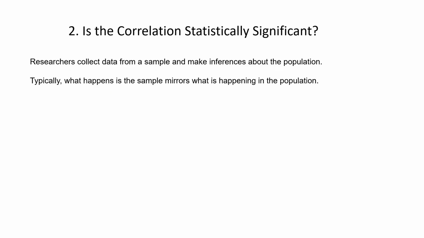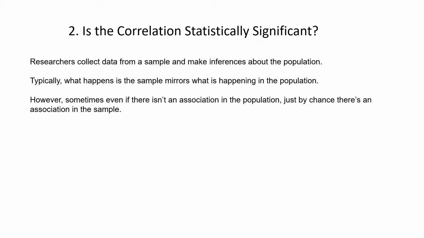Let's look at if a correlation is statistically significant. Considering the side of this that comes from stats, researchers are going to collect data from a sample and then make inferences about a population. That's how most of stats is done. And typically, the sample is going to mirror what's happening in the population. Sometimes it doesn't, and there isn't that association in the population, and just by chance, there's an association in the sample. What this is due to, and we'll talk about that in just a minute, is error.